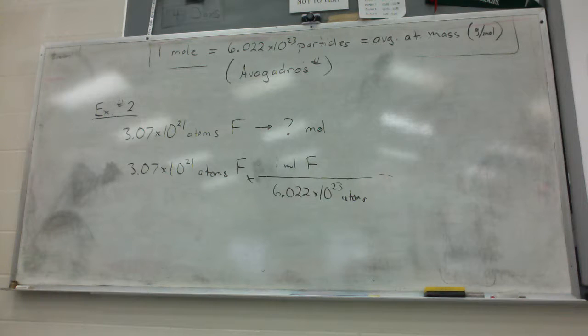How about 0.005? Okay, what's 3 divided by 6? 0.5, but remember it's 10 to the 21st over 10 to the 23rd, so that's 2 more decimal places, right? 0.005? So throw it in your calculator, see what you get. 5 times 10 to the negative third.